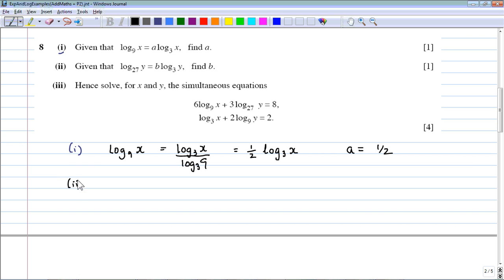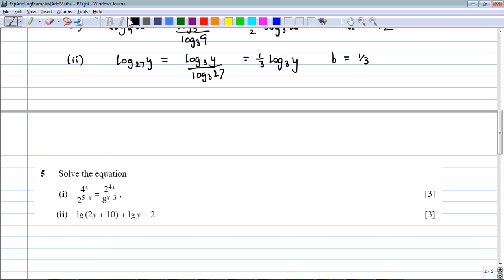And for part 2, obviously a similar idea, log base 27 of y is b log base 3 of y, or you could almost do it without calculating, couldn't you? But let's just write it out. Log base 27 of y equals log base 3 of y over log base 3 of 27. So it's 1/3, because 27 is 3 cubed, log base 3 of y. So b is 1/3.